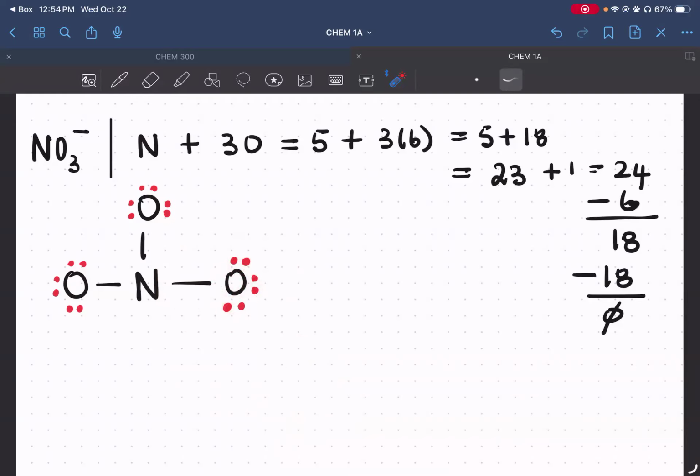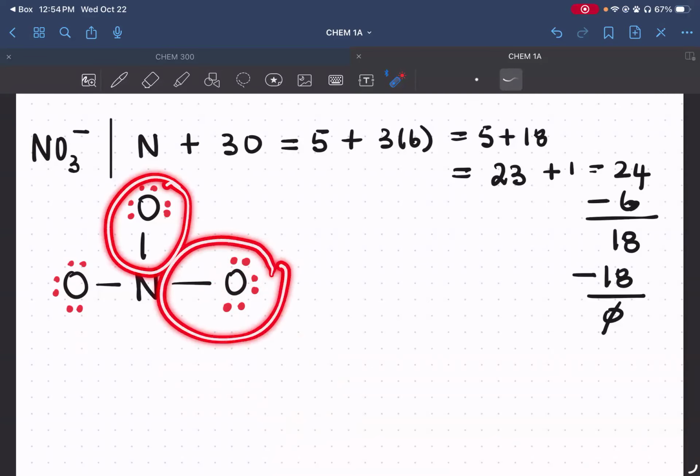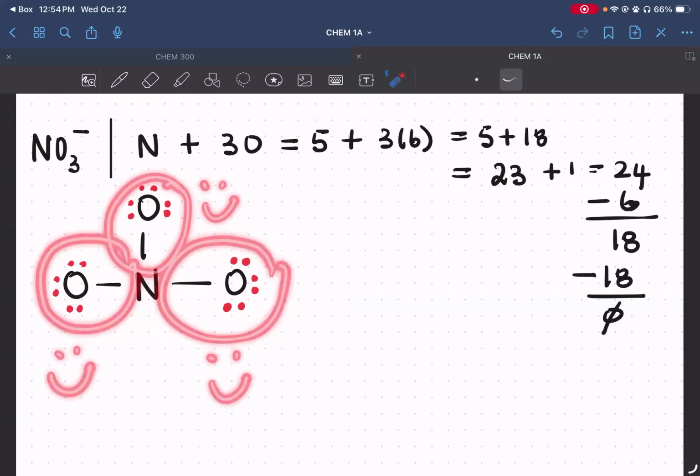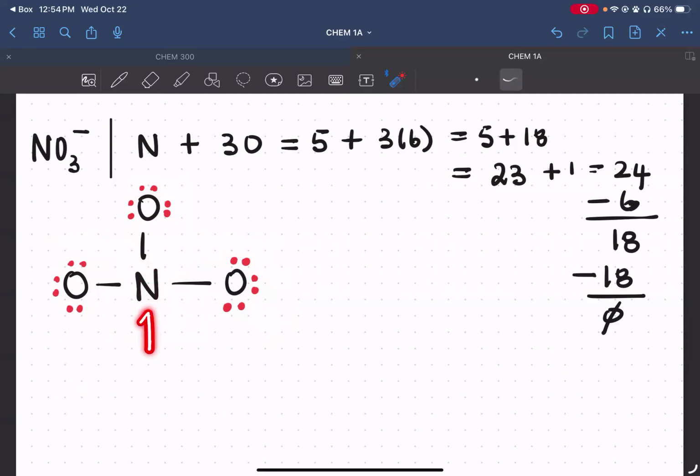Okay, now step 4, we're going to check happiness. Each of these oxygens currently has access to 8 electrons. Confirm for yourselves. So each of these oxygens on the outside are happy. Let's look at the nitrogen. As of right now, the nitrogen has access to 1, 2, 3, 4, 5, 6 electrons. That's not happy. That's not happy at all. We're looking for an octet.